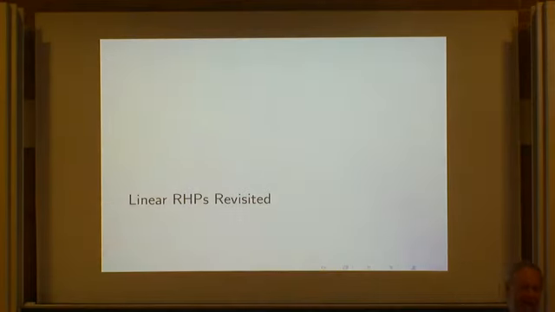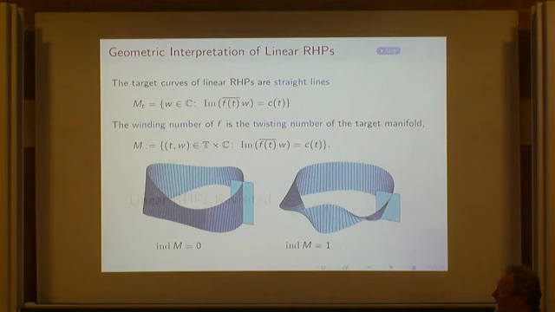First of all, let's look at linear Riemann-Hilbert problems in this new geometric setting. Here the target lines are straight lines, and the target manifold looks like this. And we see it has a global characteristic, which is kind of a twisting number. And this twisting number is exactly the winding number of the symbol F. So we have a problem with index 0 here, and a problem with index 1 on the right-hand side. Orientation is, of course, important.